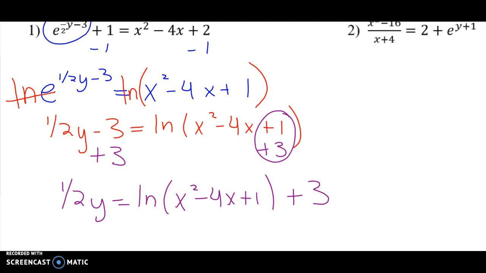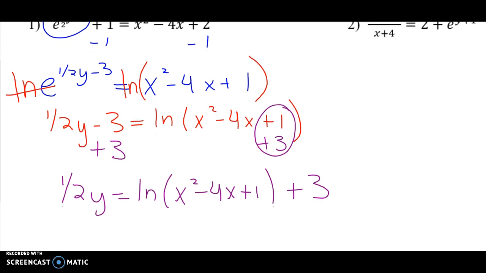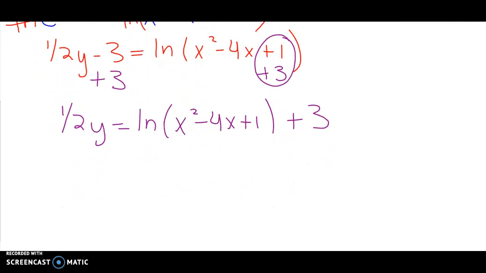So we're doing a little spring cleaning here. We're just kicking everything to the right side. Don't care what it looks like. Go over there. Stay out of my way. I'm trying to get y by itself. And then the last step, how do I cancel out 1/2? How many halves do I need for a whole? 2. So I would multiply both sides by 2.